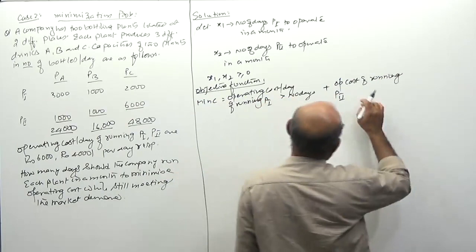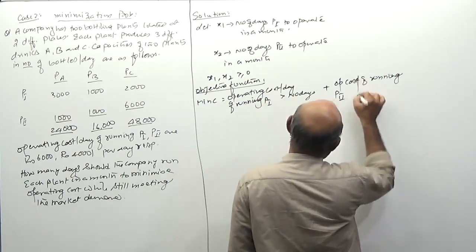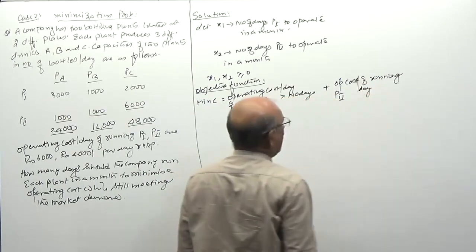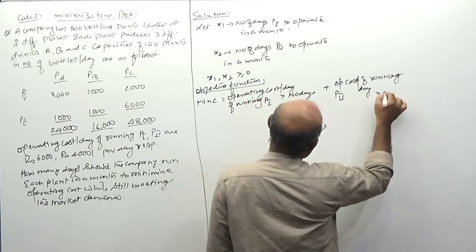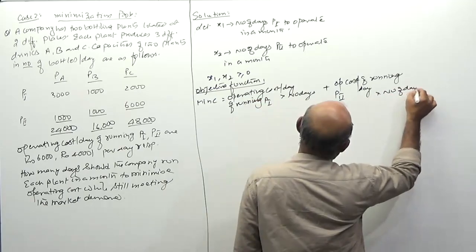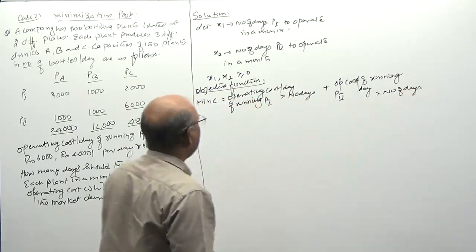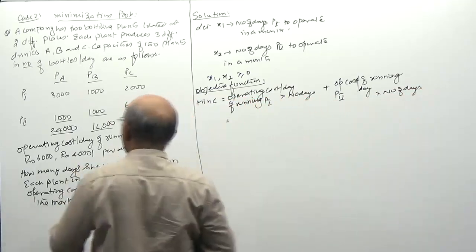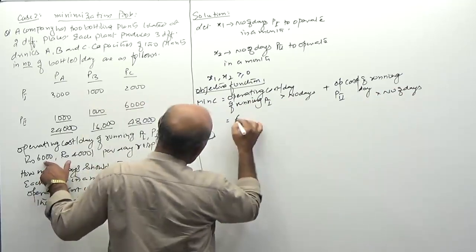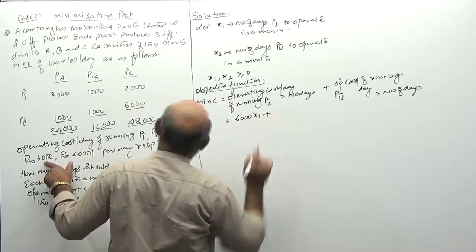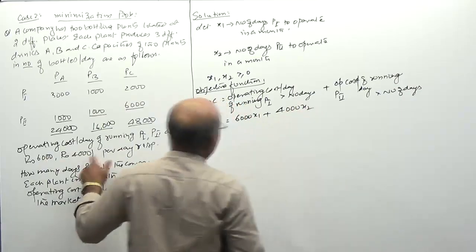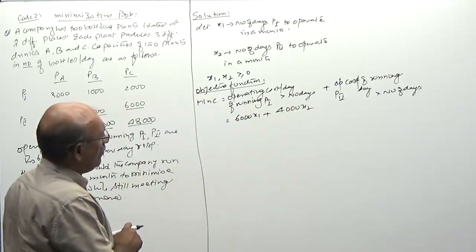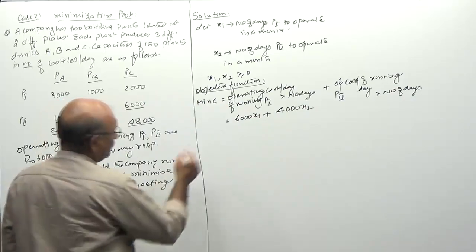Operating cost per day of running plant 2 into number of days. Operating cost is how much given, sir? 6,000 into x1 plus 4,000 into x2.